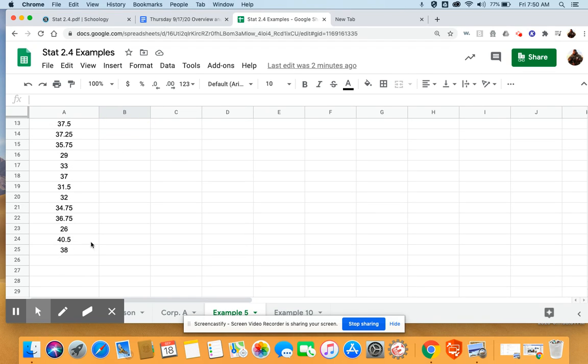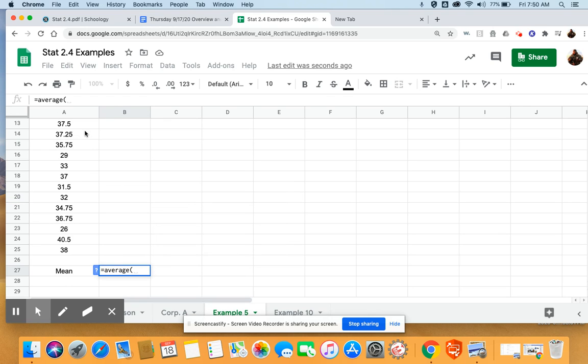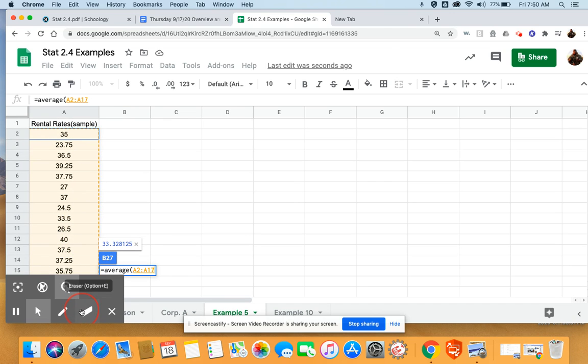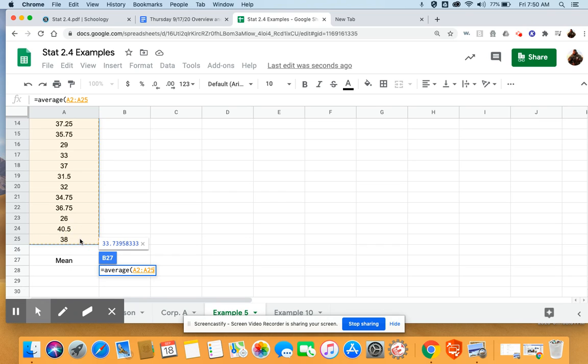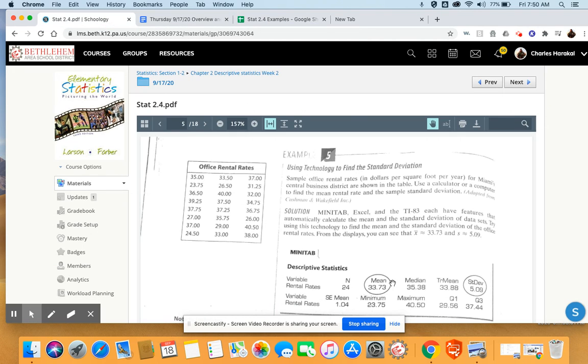So I'm going to come all the way down here to the bottom. I'll type in the word mean, and say equals average, and we'll go ahead and highlight our data, and we'll find the mean of this data set. There we go. 33.74. We'll double check that, go back, take a look and see what they find. 33.73. We've got the same mean that they've found.